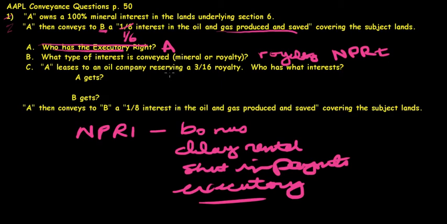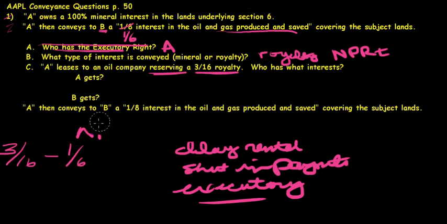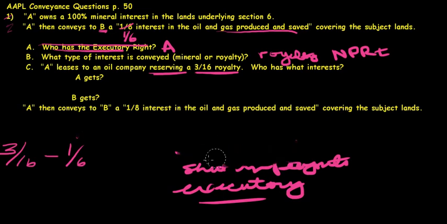And then it says, if production is obtained, what are the interests of the parties? So again, we have this language of reserving a 3/16 royalty. I prefer to say is granted a 3/16 royalty payment. And in that case, if this is a 1/6 interest, then what we're going to have to do is do the 3/16 minus 1/6 instead of the 1/8 as before. And that's going to tell us what A gets and what B gets.